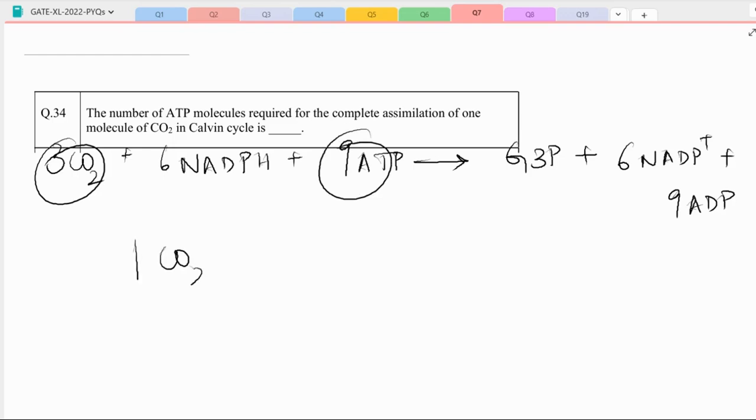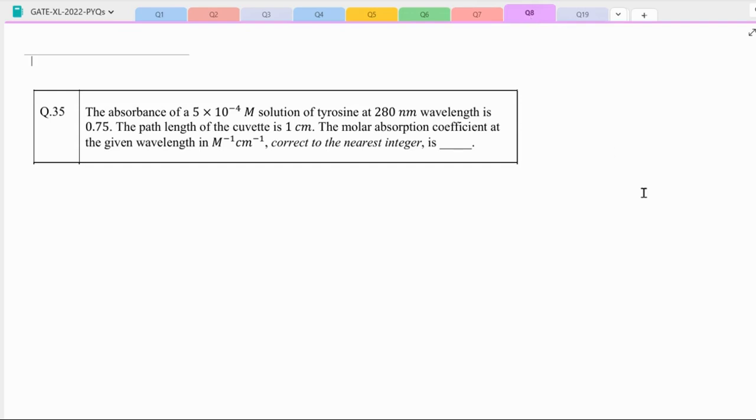So for 1 CO2, you will require 3 ATP. So here, the number of ATP molecules required for the complete assimilation of one molecule of CO2 in Calvin cycle is 3. Again, it's a very simple question if you know the overall reaction of the Calvin cycle. People who are good at botany and who have some fair knowledge in plant biochemistry, it's a pretty easy question to solve for them. Moving on to the next question.